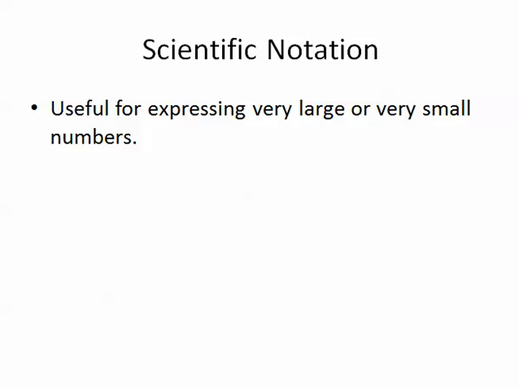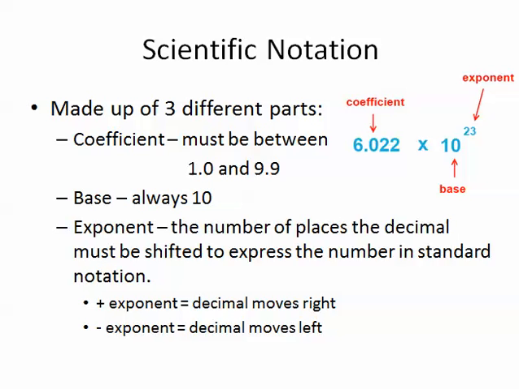This video is going to take a look at scientific notation. Scientific notation is most often used when we're trying to express either very large or very small numbers. When looking at a number in scientific notation, there are three different parts that make it up.